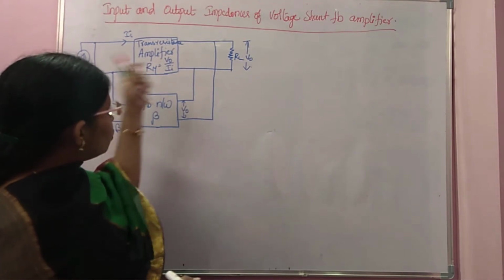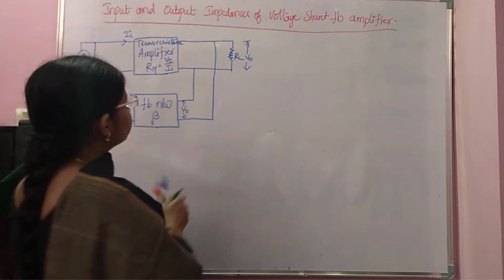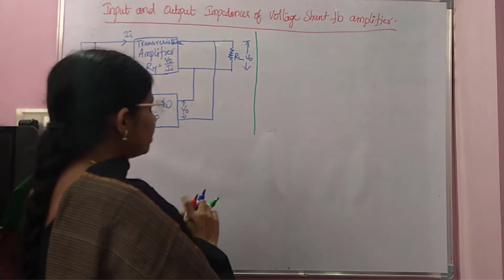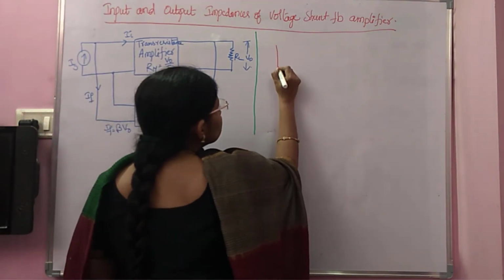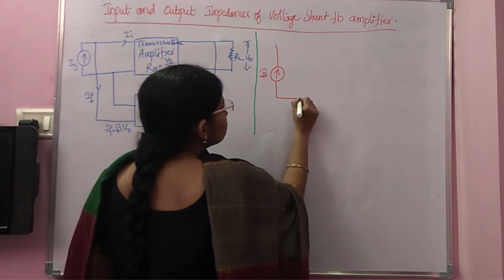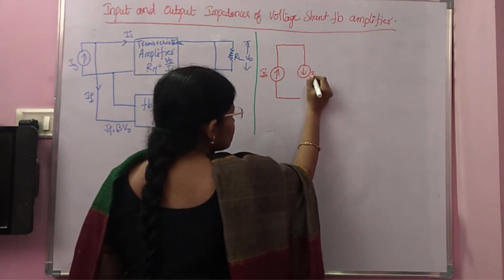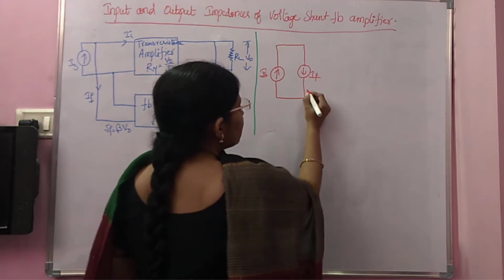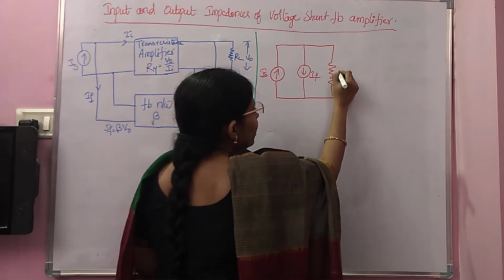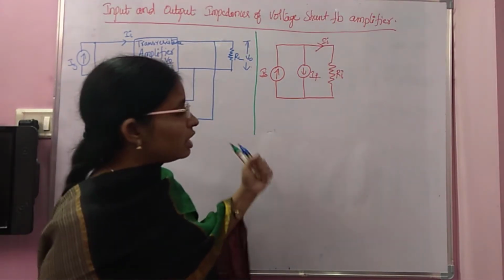Now, to find the input and output impedances, we need to draw the Thevenin's equivalent circuit again. The input is a current, and another current flows in the opposite direction, that is IF. Here you have the resistor Ri, and the current through this Ri is II. So this is the input circuit.